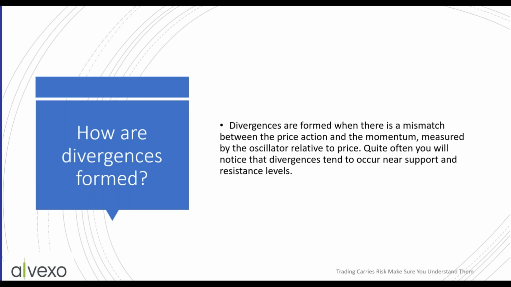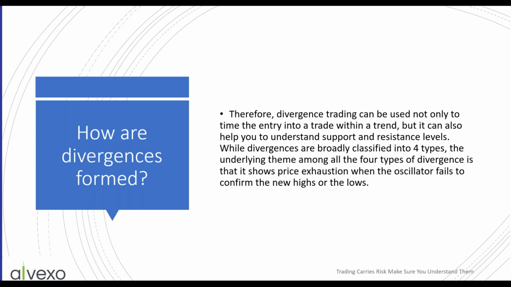Divergences are formed when there is a mismatch between the price action and the momentum, measured by the oscillator relative to the price. Quite often you will notice that divergences tend to occur near support and resistance levels. This is something very unusual, but when it happens, or why it happens, or when it forms, is very crucial. You should see it near that support or resistance level. Therefore, divergence trading can be used not only to time the entry into a trade within a trend, but it can also help you to understand support and resistance levels.